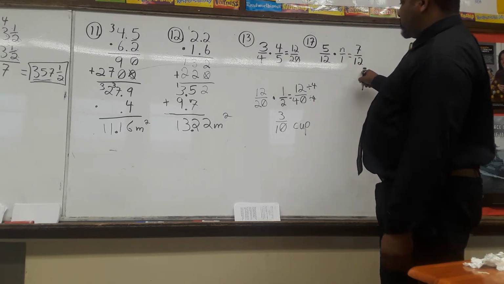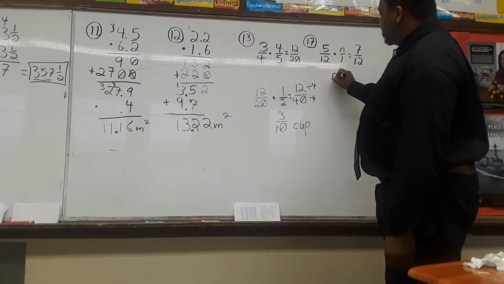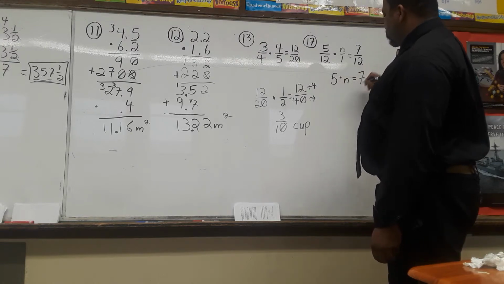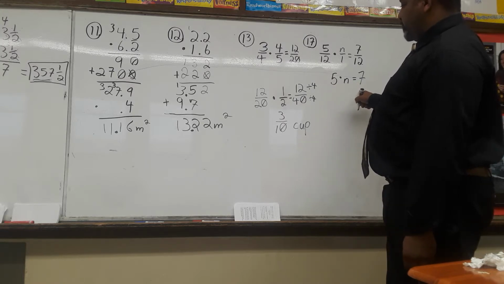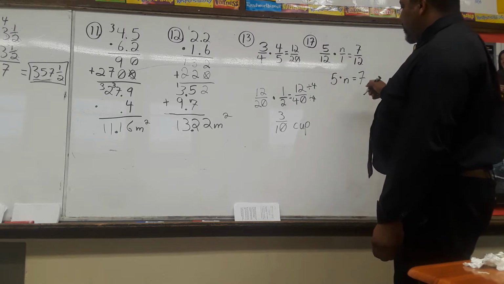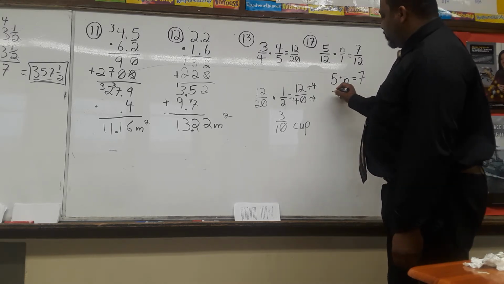N over 1. And we see the multiplying straight across gives us the 12 at the bottom. The denominator stays the same. So we can just drop this denominator. So what this is telling us is 5 times n equals 7. All right? If 5 times n equals 7, because of what we know about our number fact families, that means that 7 divided by 5 gives us n.